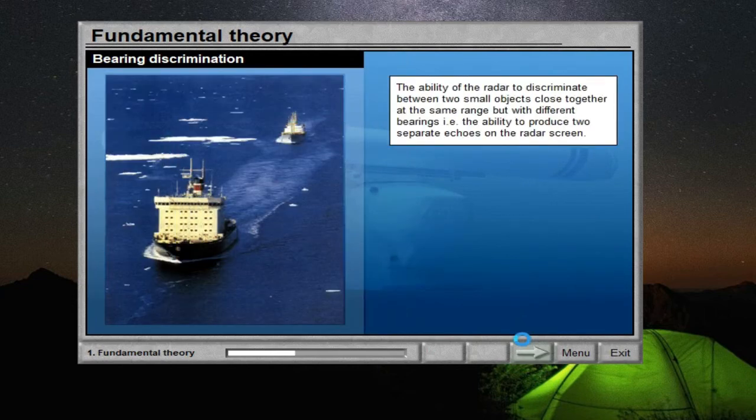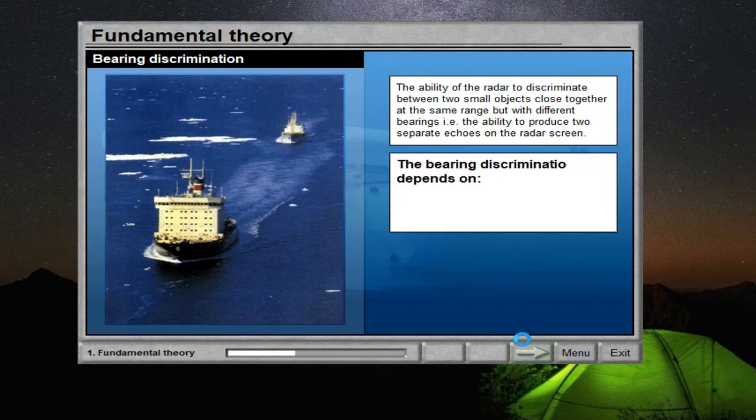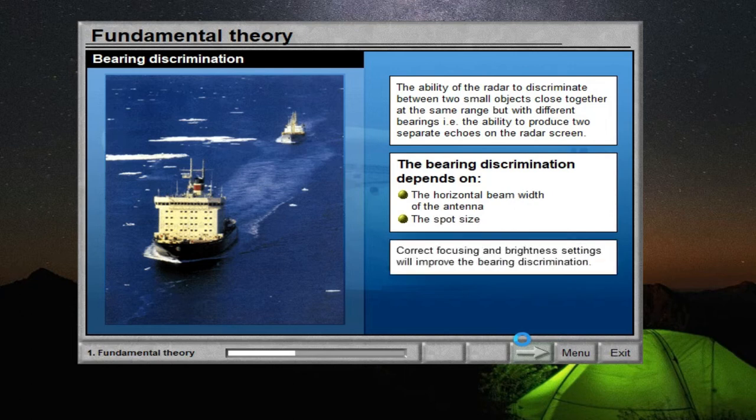Bearing discrimination is the ability of the radar to discriminate between two small objects close together, at the same range but with different bearings. That is, the ability to produce two separate echoes on the radar screen. The bearing discrimination depends on the horizontal beam width of the antenna, the spot size. Correct focusing and brightness settings will improve the bearing discrimination.